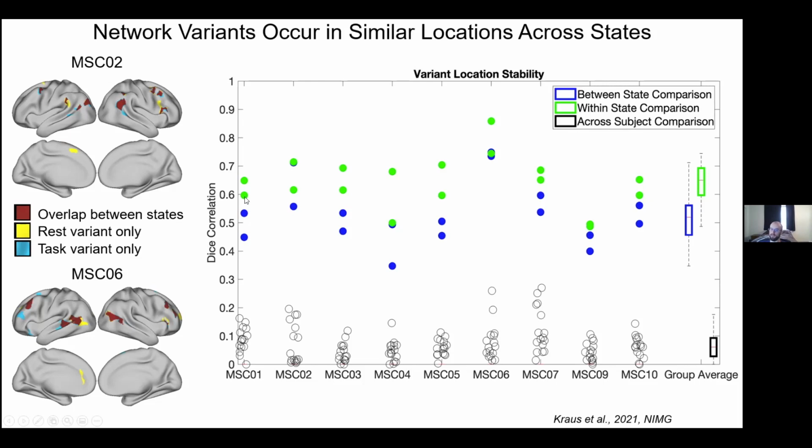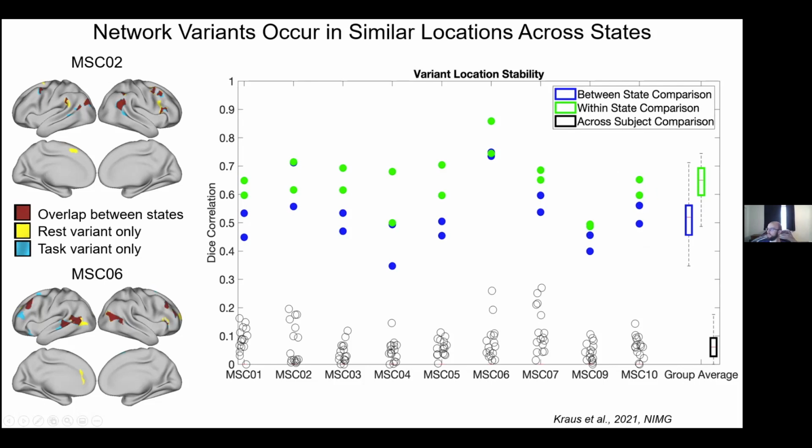The other green dot will represent task to task correlations, and the blue dots will be between states. So each blue dot will be one of the rest split halves to the other task split half. What you can see here is that across all individuals, there's a pretty consistent pattern where within state comparisons are slightly higher than between state. So you can see that over here.